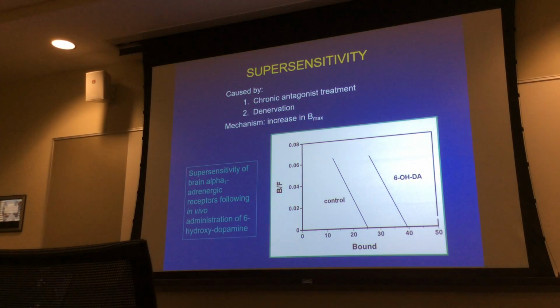This particular experiment, which I took out of the literature, is an example of this denervation phenomenon. This drug here, called 6-hydroxydopamine, is a presynaptic lesion drug. What it does is it's taken up within adrenergic neurons. Adrenergic neurons are neurons that release norepinephrine and epinephrine.